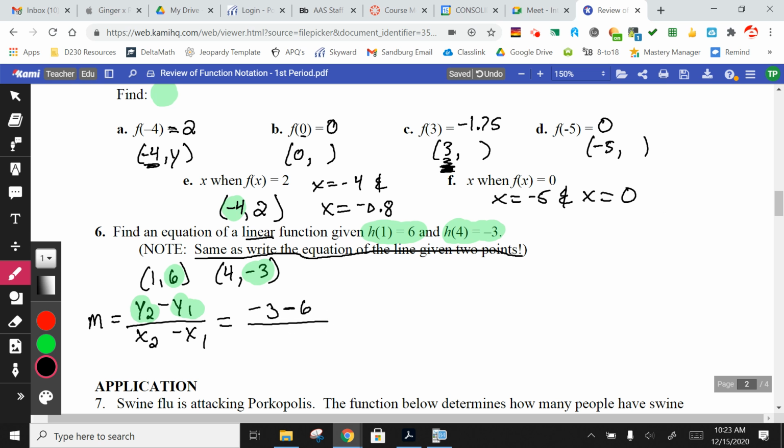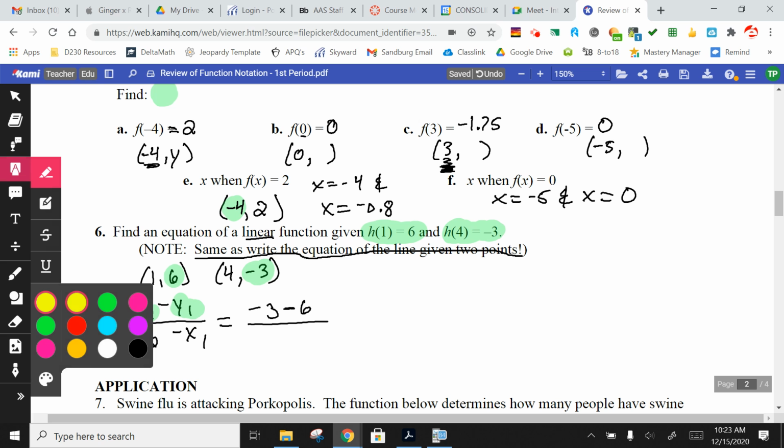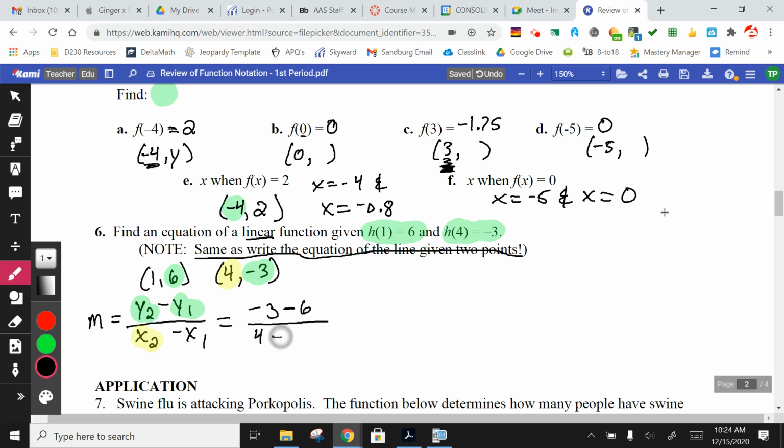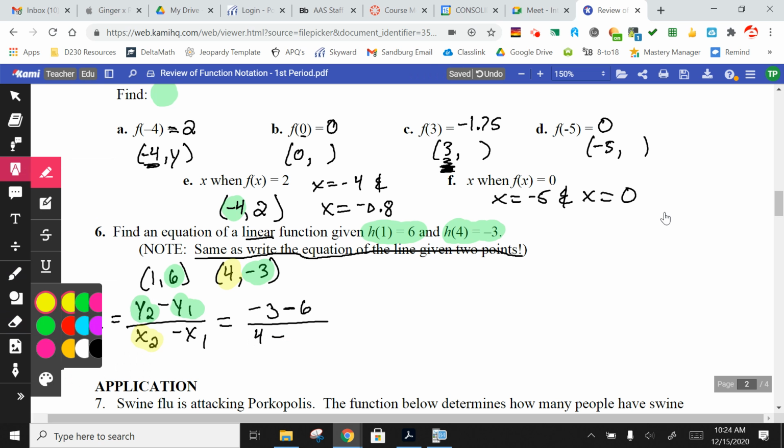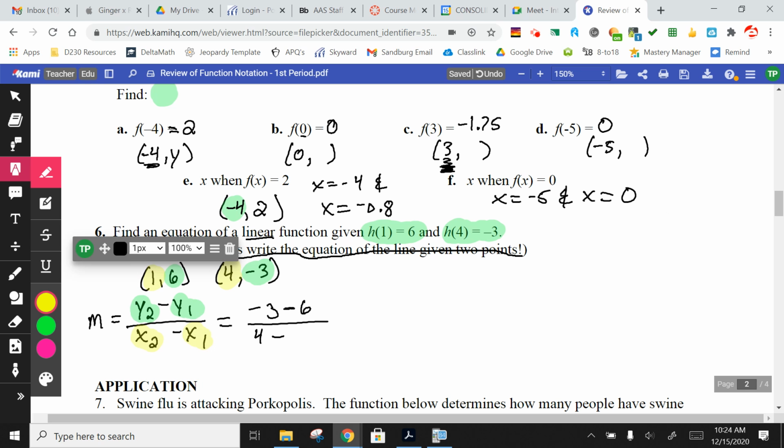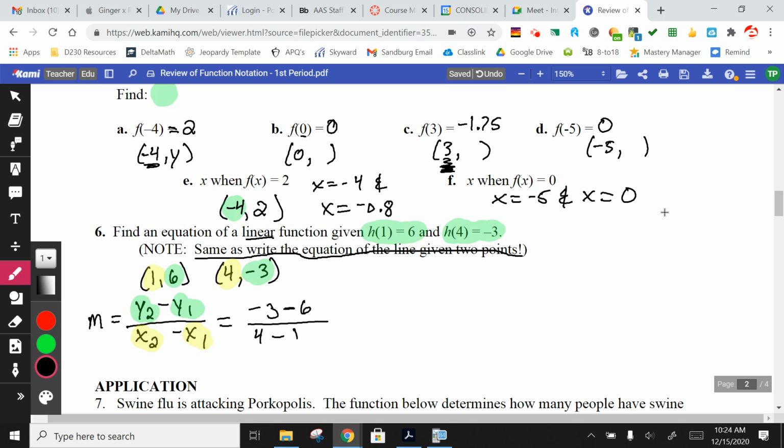Then we go to the denominator. Similar now, we want the x coordinate. Let me do this in yellow. The x coordinate in our second point. So that's the 4. Minus the x coordinate in our first point. That's what this means. The x coordinate in point number 1, that's going to be that 1. So it should get -9 on top, 3 on the bottom. We know that our slope is -3.